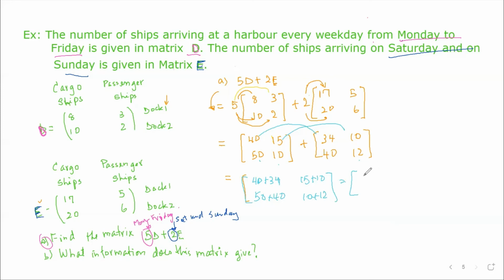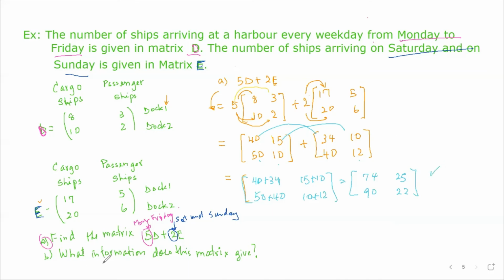40 plus 34 becomes 74. 15 plus 10 becomes 25. 50 plus 40 becomes 90. And 10 plus 12 becomes 22. Then that's the final answer for the question as you find the matrix 5D plus 2E. Okay, this is the final answer.